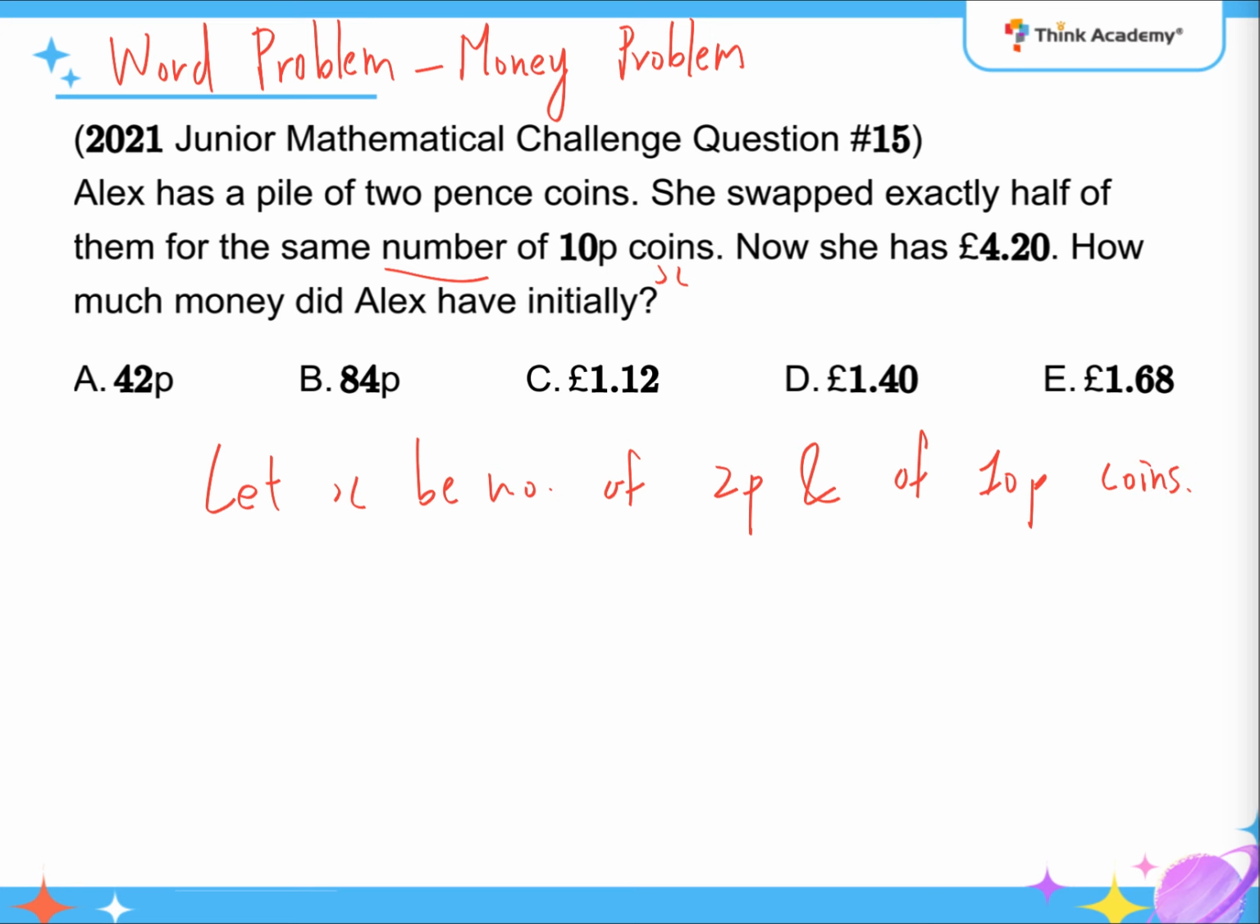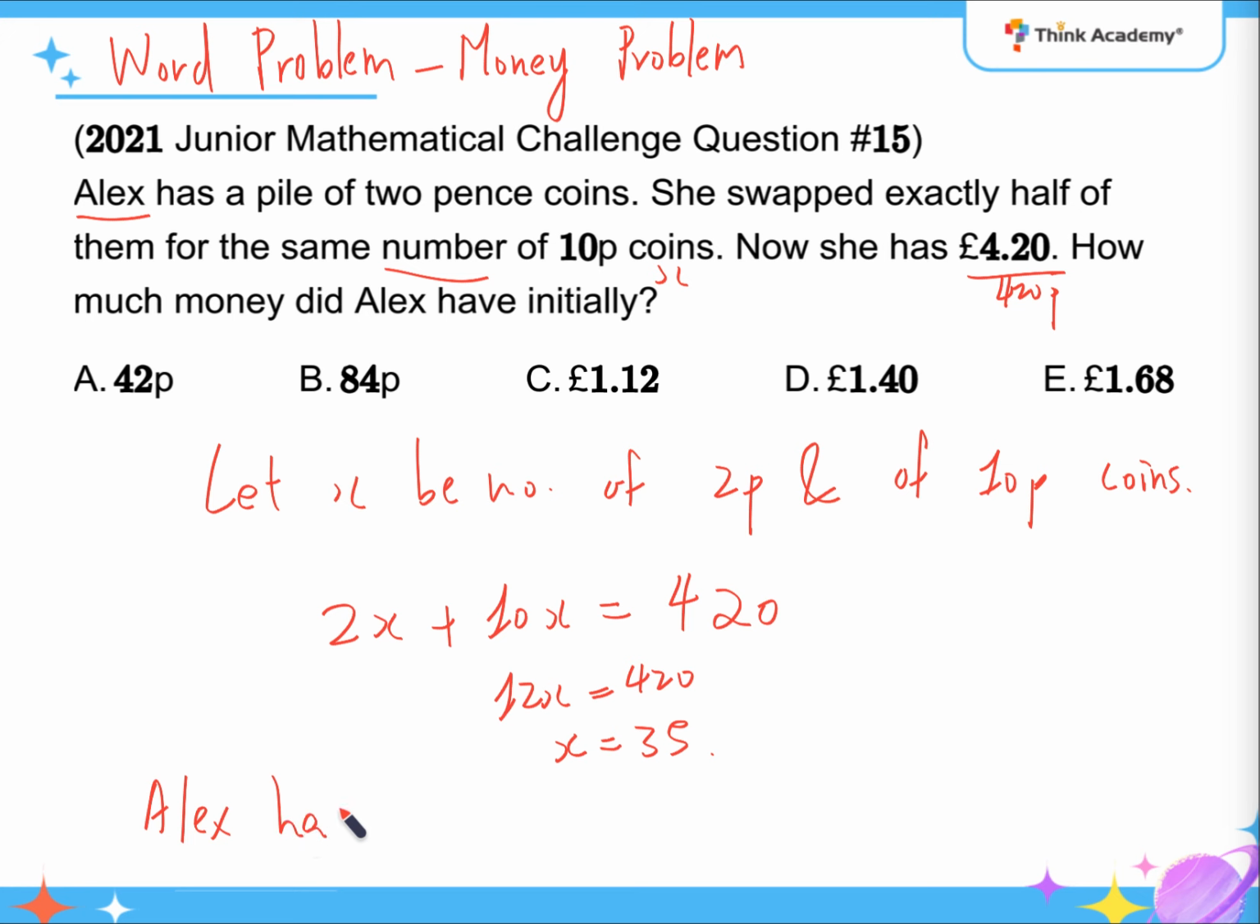All right. So what we can see is that 2x adding 10x is going to be 420 pence. Remember, you need to keep the units aligning. So it means that 12x is 420. So I'm dividing 420 by 12 to find x. x is going to be 35. So now it means that Alex has 2x, which is 35 times 2, which is 70 coins.